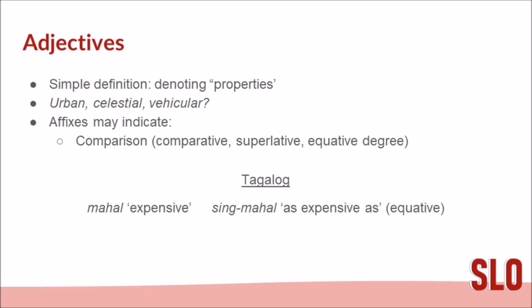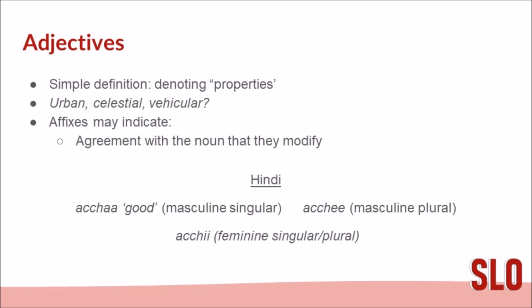In Tagalog, the prefix may indicate the equative degree. For example, mahal means expensive, while singmahal means as expensive as. The affixes added may also indicate agreement with the noun that they modify. In Hindi, the masculine singular form for good is acha. The masculine plural is ache, and the feminine singular or plural is achi. As you can see, the variation in the meaning is due to the suffix that is added to the word.